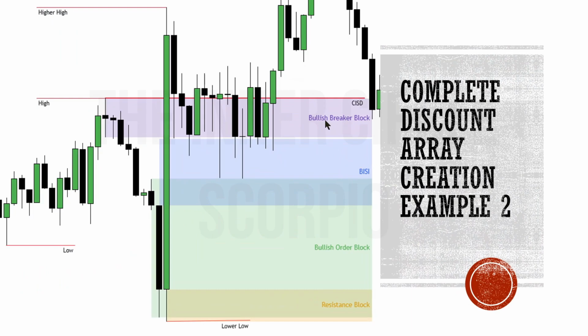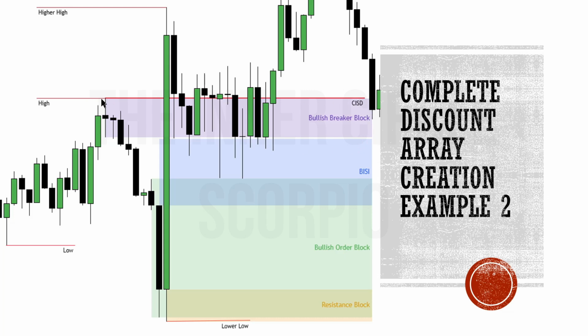Second example with the breaker. We made a low over here, we made a high, we made a lower low and a higher high. So this low and over here would be our resistance block. The last down close candles, these are two, so that will make our bullish order block. And then we see exactly right after that a fair value gap created, and then our bullish breaker right on top over here.